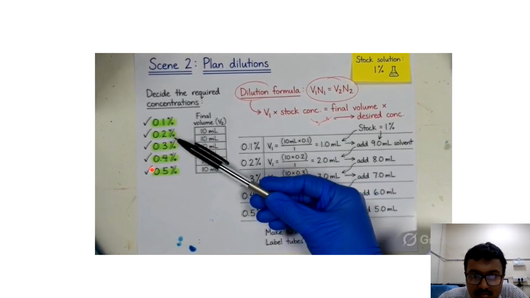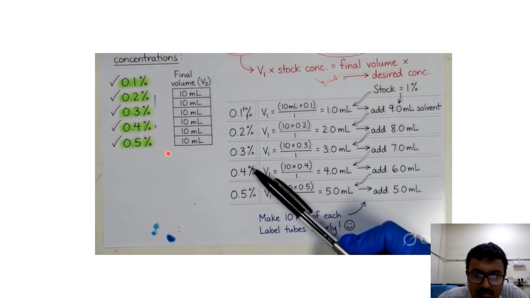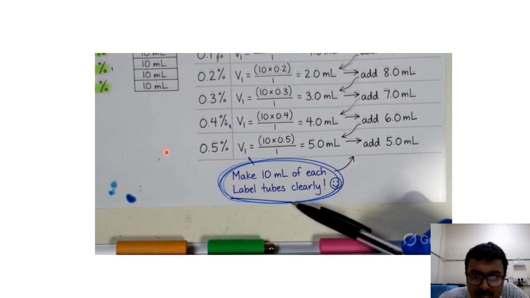First, decide the required concentrations, 0.1% and 0.5%. Next, use the formula to find the stock volume for each concentration. Finally, make 10 ml of each solution and label the tubes clearly.